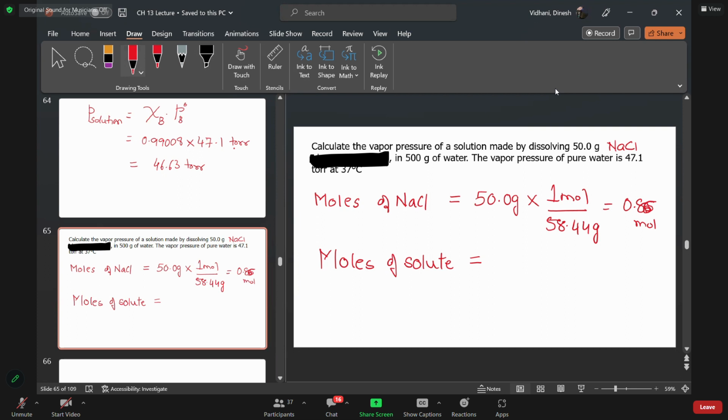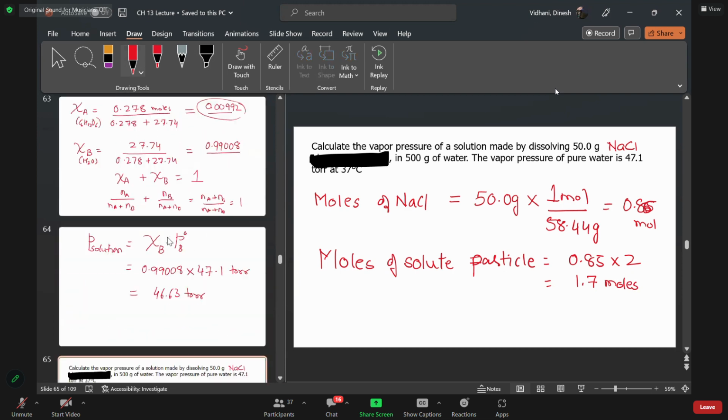0.85 moles of Na ions and 0.85 of Cl ions. Absolutely. So the moles of solute particles, that's going to be double. Exactly. So 0.85 multiplied by 2, that's going to be the total number. So how many particles are we looking at? How many moles of those particles are we looking at? 1.7, yeah. 1.7 moles.